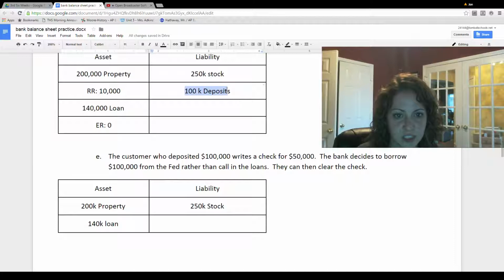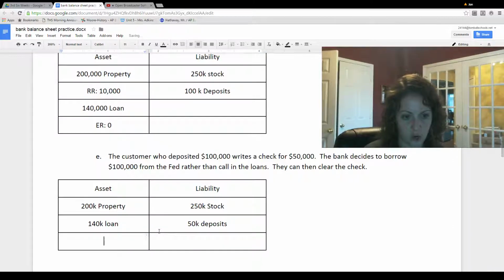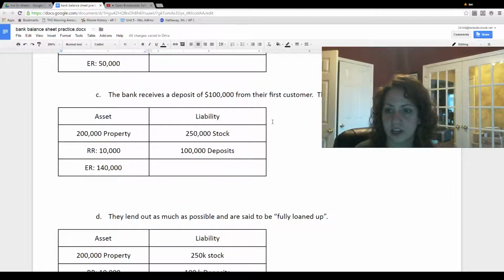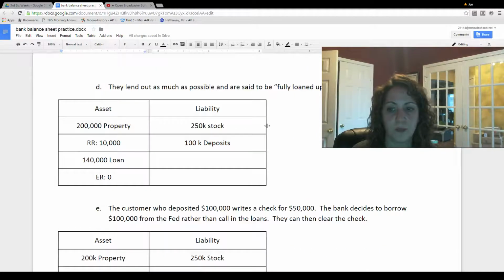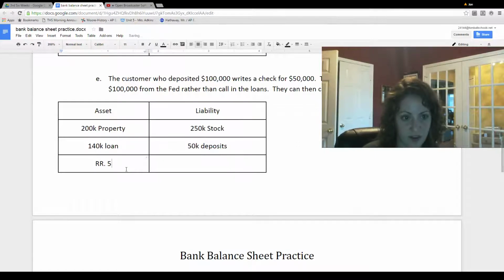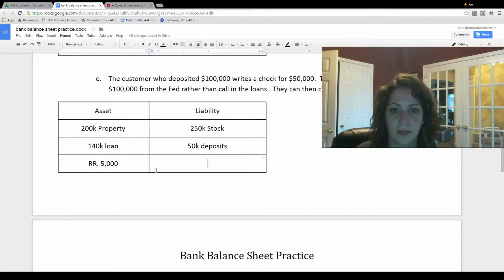The customer who deposited $100,000 writes a check for $50,000. So what's left is $50,000 in deposits. If I can write deposits, wow, okay. Of course, that's going to change our required reserves. So it's still going to be 10% like it was way up here on letter C. It's still going to be 10%. But we are going to make sure it's 10% of the total deposits. Not $100,000 this time, it's $50,000. So 10% is going to be $5,000. $5,000 in required reserves. Okay.